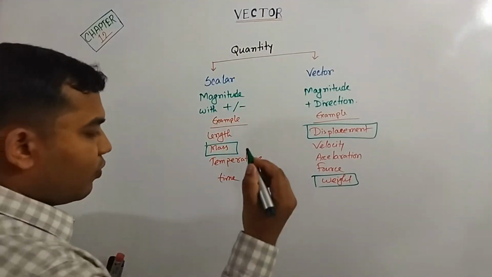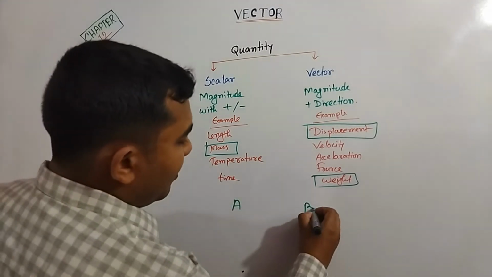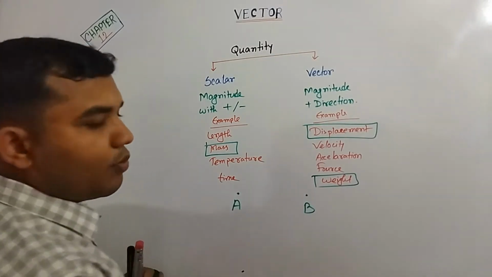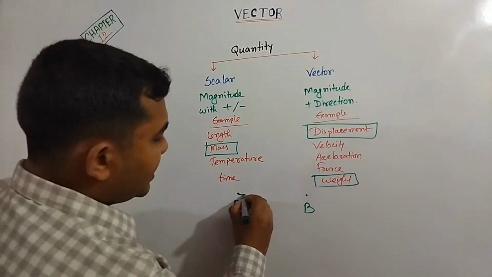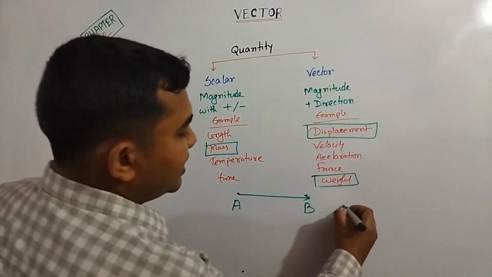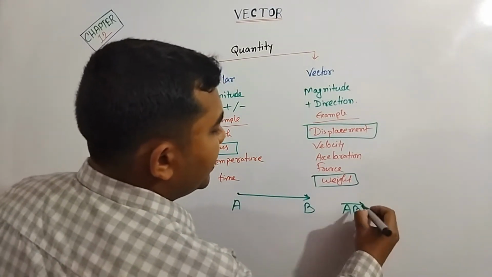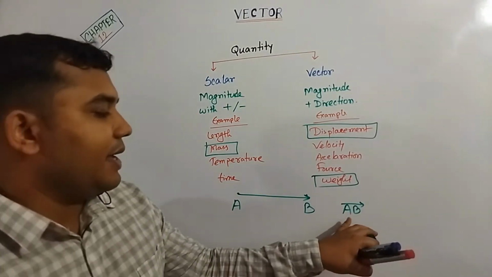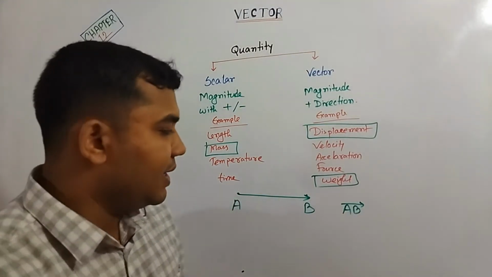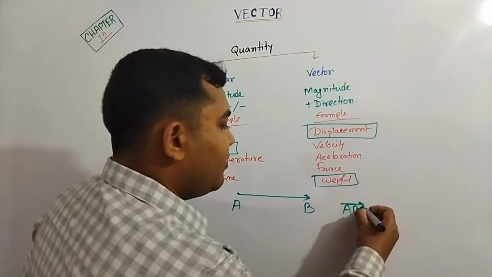Say for example, one person has covered from point A to point B. So he has covered up to this point. That's why these types of vectors can be expressed by the vector AB, and this sign is very important.